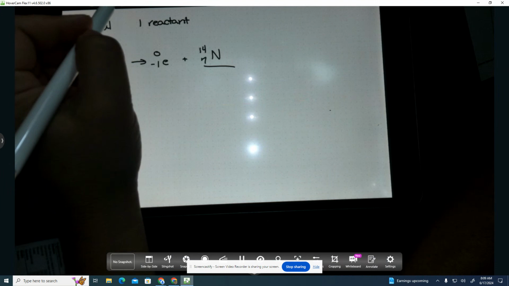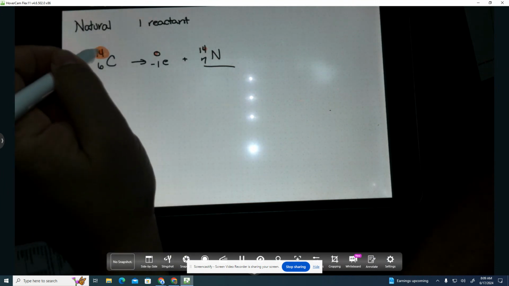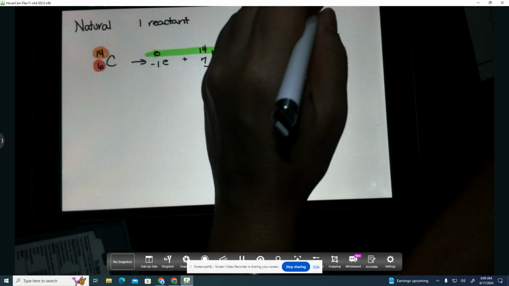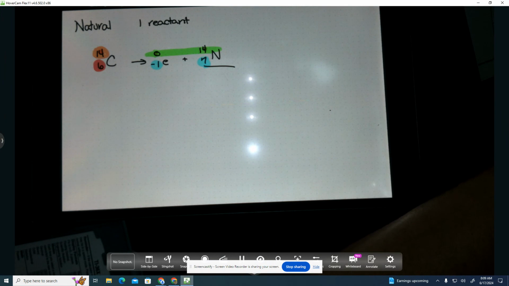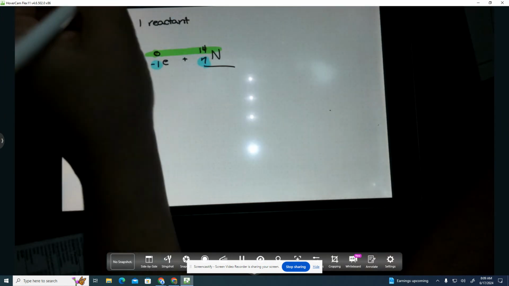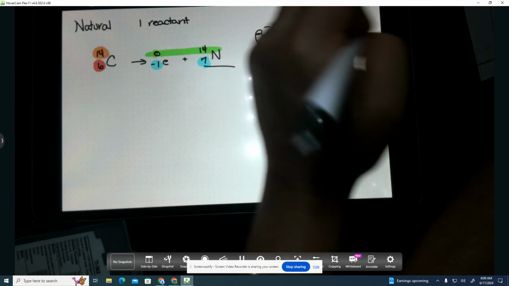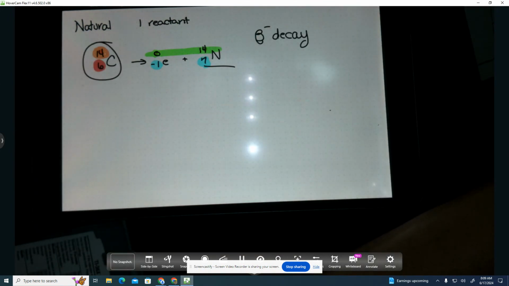So make sure that your top numbers are equal to each other. This side is equal to whatever's going on over here. And then this 6 is equal to whatever numbers are going on down here, summed up. This is called beta decay. It's natural because it has one reactant.